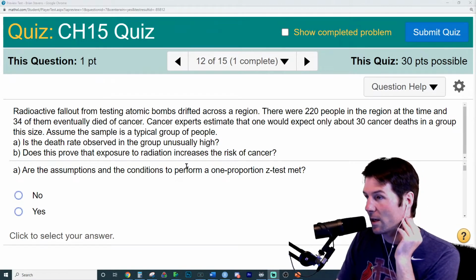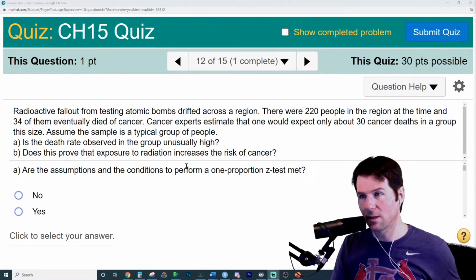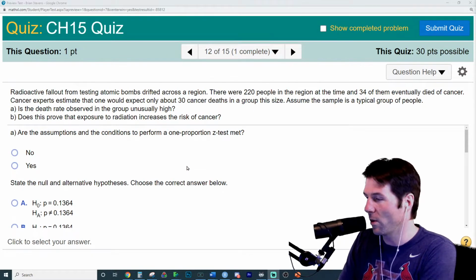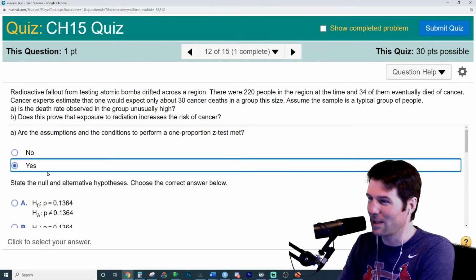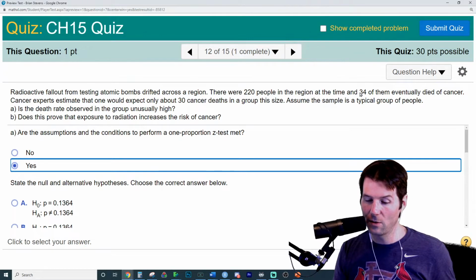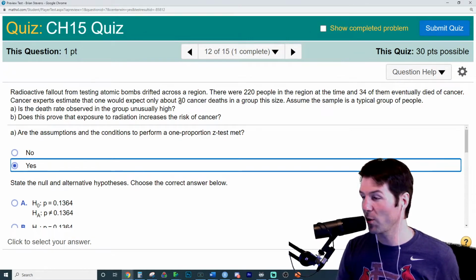Is the death rate unusually high? Does this prove that it will cause an increased risk? So are the conditions met? Are these random? Is it less than 10%? Do we have enough successes and failures? We do see that we would expect 30, which is more.